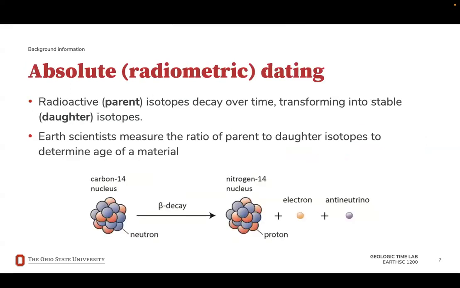Radioactive isotopes are used to determine the absolute ages of Earth materials. Radioactive or parent isotopes decay over time, transforming into stable or daughter isotopes. This process is known as radioactive decay. The parent and corresponding daughter are called a decay pair. Earth scientists then measure the ratio of parent to daughter isotopes to determine the age of a material.